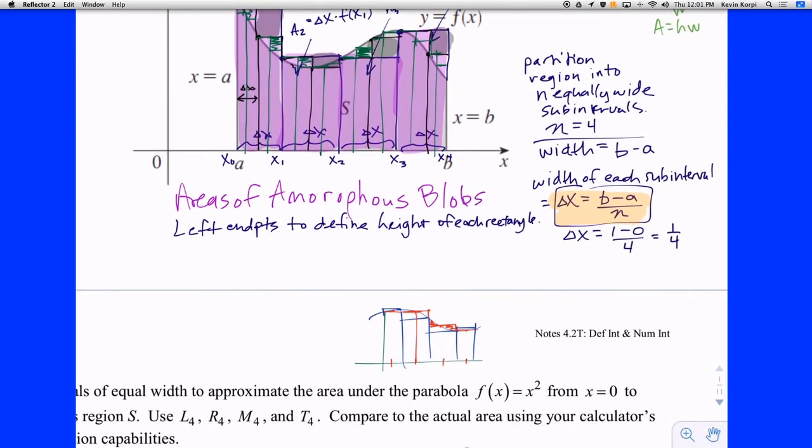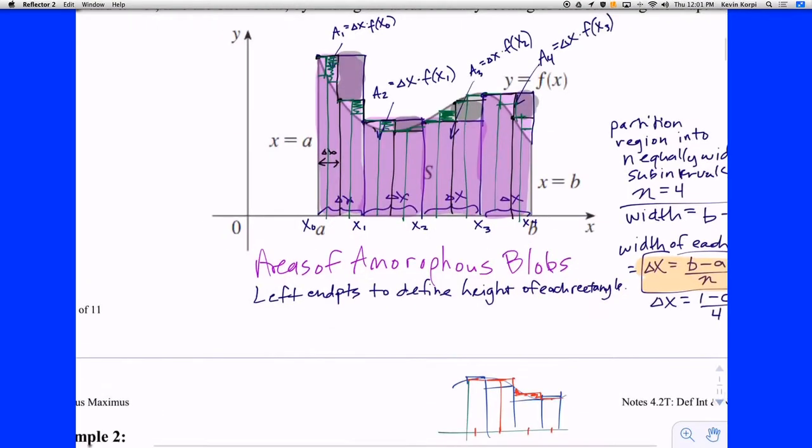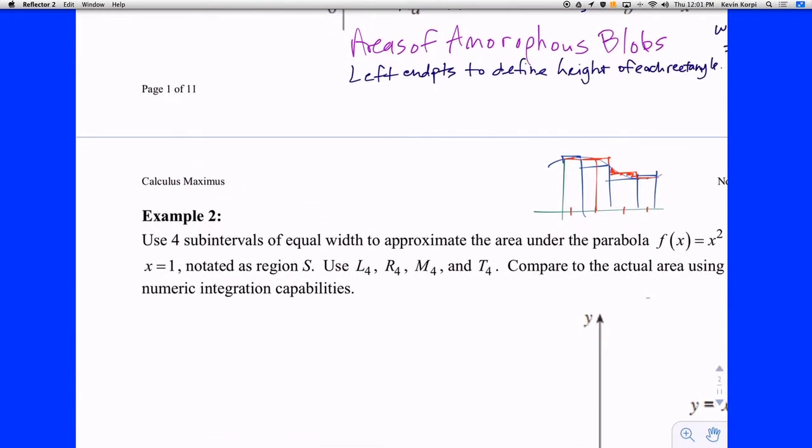Okay? And once you have that, you can determine the height of the rectangle on each interval in any one of 3 different ways. You can use the left endpoint of the interval, the right endpoint of the interval, or the midpoint of the interval, and those all use rectangles. There's another way that I'm going to show you that we'll check out here in example 2.